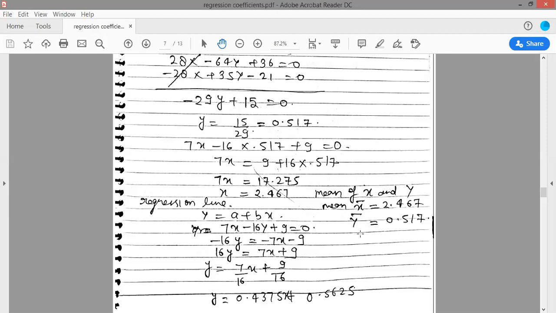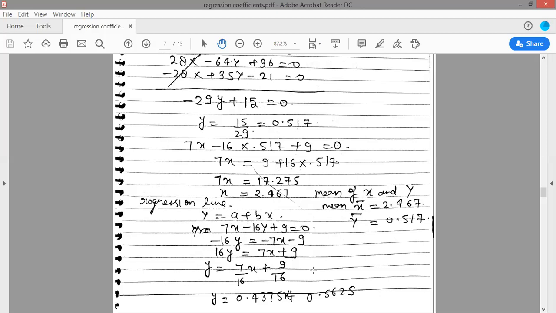Now the regression line is y is equal to a plus bx. So you will write your regression line as y is equal to 7x upon 16 plus 9 upon 16. That means you are writing your regression line in the form y is equal to a plus bx. So you have to divide your whole equation by minus 16, so y is equal to 7x upon 16 plus 9 upon 16, right?